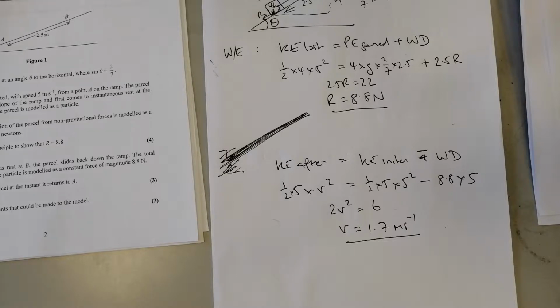We may choose not to model the parcel as a particle, but instead we might be thinking about the fact that the parcel rotates as it moves up and down the slope. We might want to consider the dimensions of the parcel, anything like that. But the comments need to relate to the 2 modelling assumptions in the question. Air resistance and friction are already included in the non-gravitational forces. We're really looking at the modelling assumptions that are actually mentioned in the question.